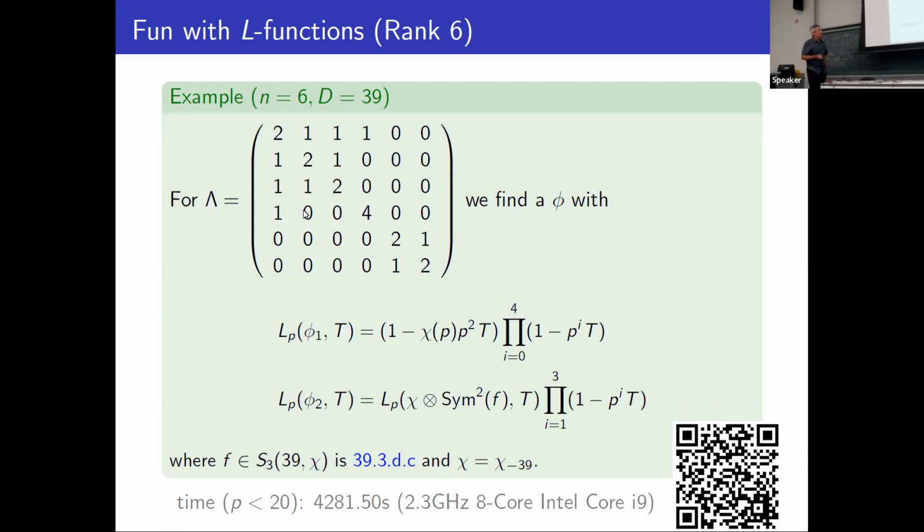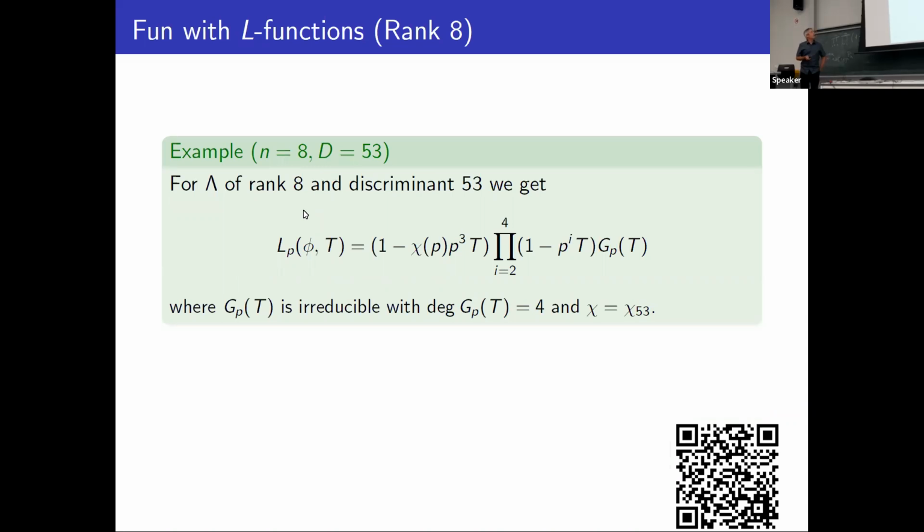It was difficult. But here you see already in rank 6, even for primes up to 20, it takes more than an hour to get those L polynomials. And you can imagine that it only gets worse. So here's an example when the rank is 8, discriminant is 53. Again, we have some orthogonal modular form. There are many. I'm just focusing on one because it has some new phenomena that we've not seen before, and you might have expected it because we're going up the ranks. Here we have some irreducible factor of degree 4 that does not seem to relate to any classical modular form.